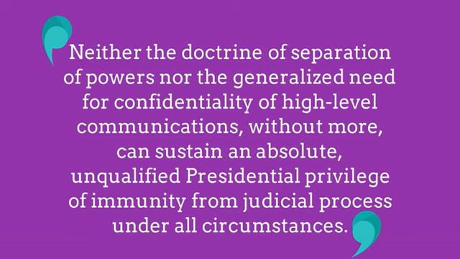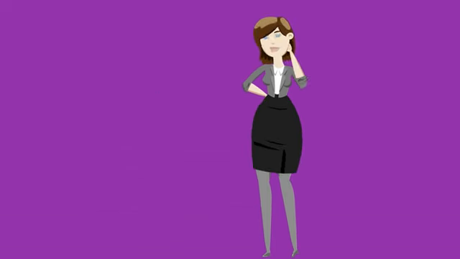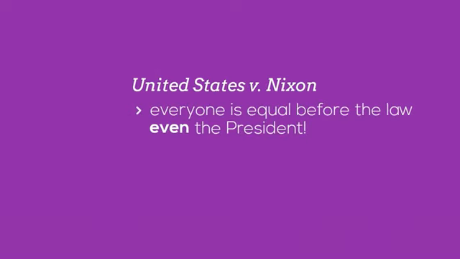So what does this principle here mean, and how does it impact society? Well, the U.S. v. Nixon is a pretty important case because it makes it clear that everyone is equal before the law and that the rule of law applies to even the President of the United States of America.